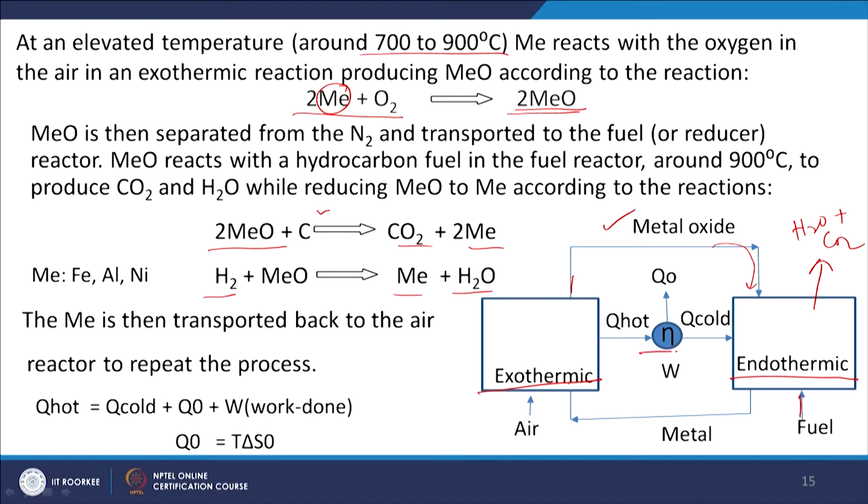So, we can get some efficiency of the cycle, and that can be presented by this: Q hot, the amount of heat which is released here, and Q cold, the overall energy used in this process, and Q, this is released heat, and this is the work done during this. So, this is the energy balance, and we get the relationship that Q hot is equal to Q cold plus Q O plus W. What is this Q O? Q O is equal to T into del S O. So, there may be some entropy change, and T into del S O is equal to Q O.